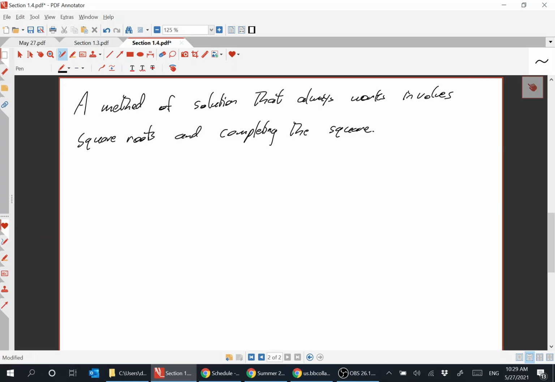So, for example, if you have x squared minus 9 equals 0. Well, this you can factor. It's x minus 3 times x plus 3 equals 0. That's great, so you can factor it, but let's not do that. Let's talk about how you use square roots. What you do is you add the 9 to each side, so you get x squared equals 9. Now you take square roots of both sides.